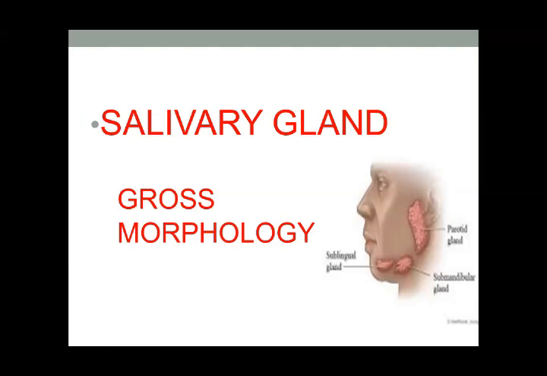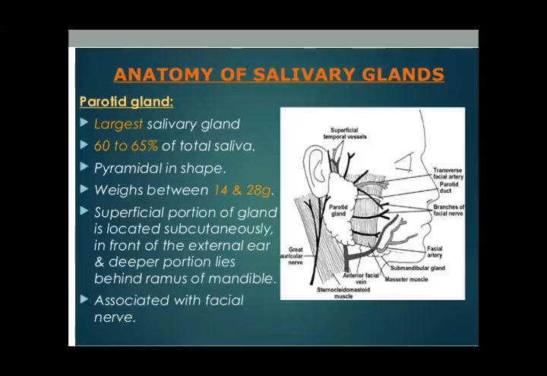Now, salivary glands gross morphology. Anatomy of the salivary gland: the parotid gland is the largest salivary gland, producing 60 to 65% of total saliva. It is pyramidal in shape and weighs between 14 and 28 grams. These questions are asked in MCQs. The superficial portion of the gland is located subcutaneously in front of the external ear, and the deeper portion lies behind the ramus of the mandible. It is associated with the facial nerve.